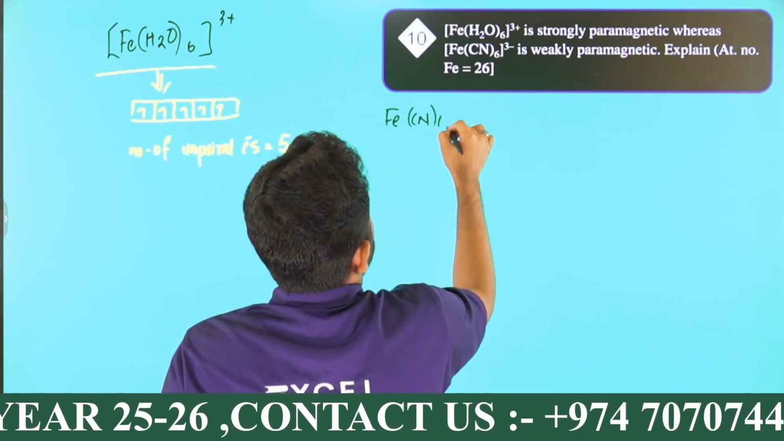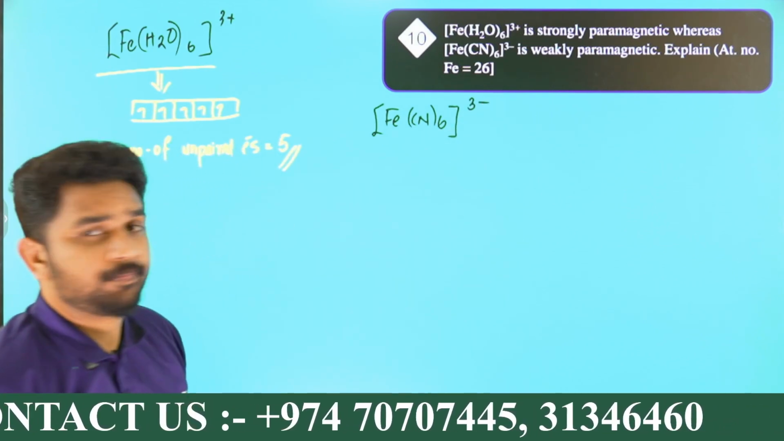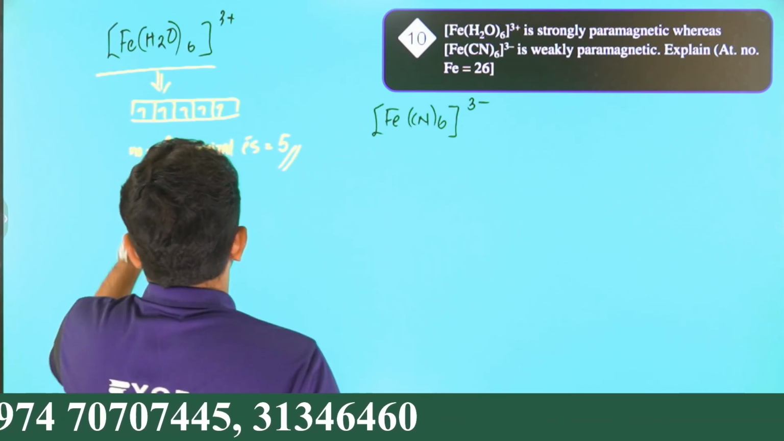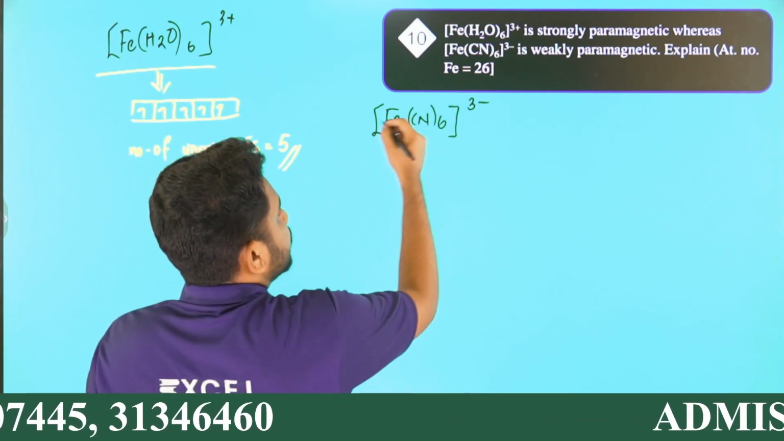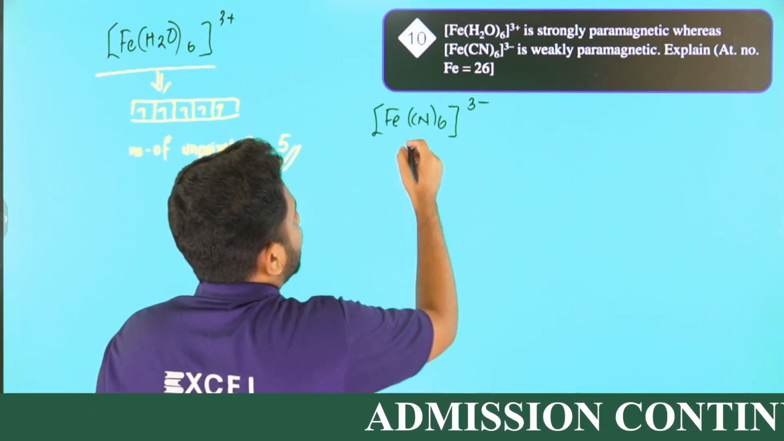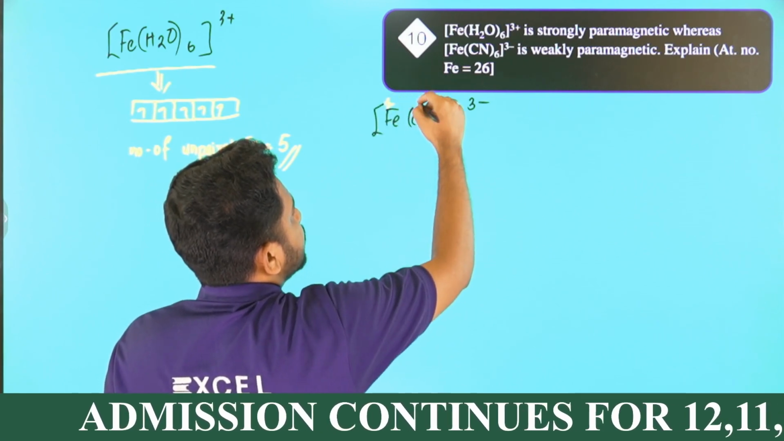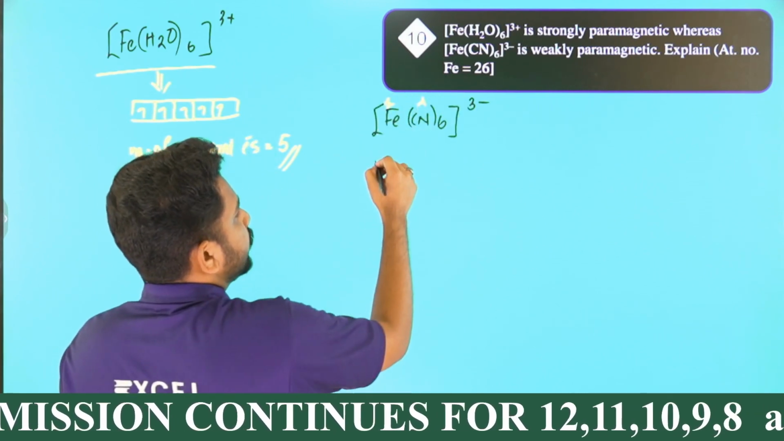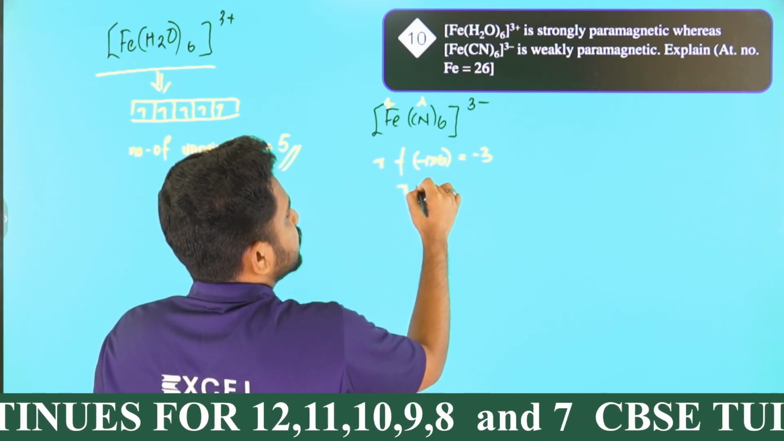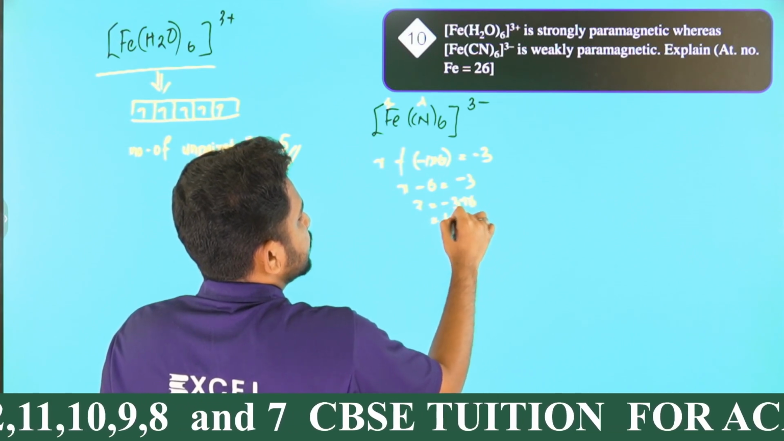[Fe(CN)6]3-. In this case, how can we find the number of unpaired electrons? Yes, do the same thing. First of all, you have to find the oxidation state. Let it be x, and cyanide is minus 1. So x plus (minus 1) into 6 should be equal to minus 3. So x minus 6 is equal to minus 3. So x is equal to minus 3 plus 6, so it is equal to plus 3.